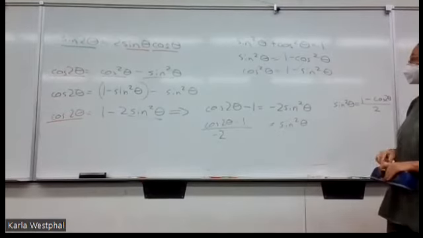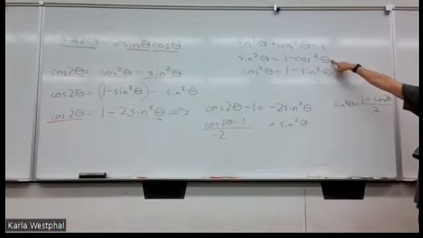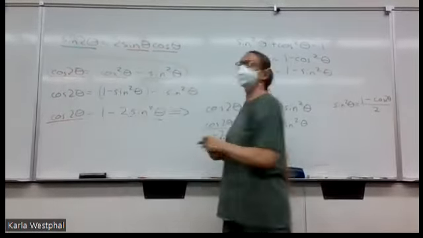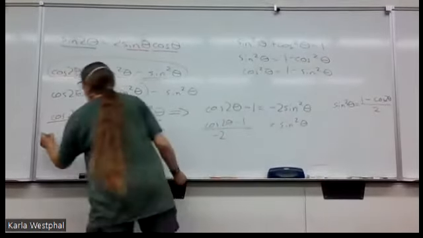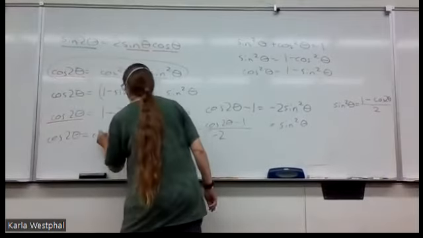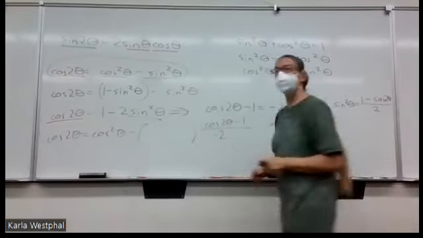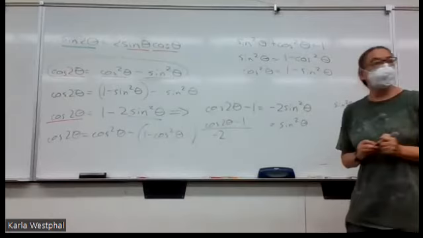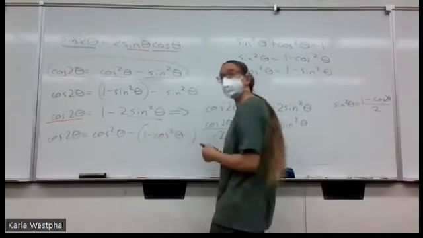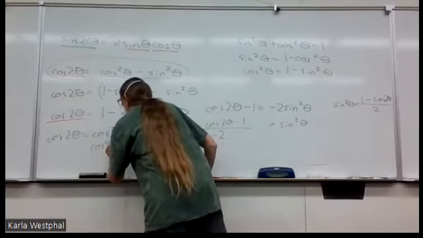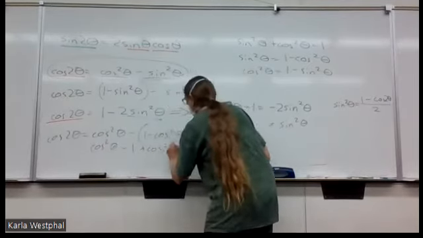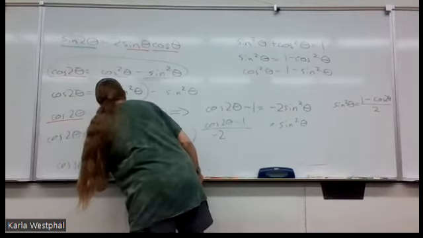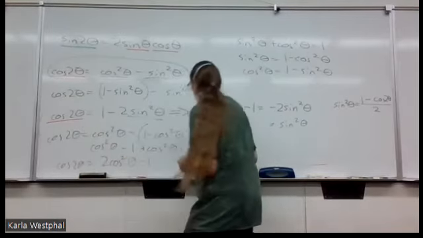Now I can do something similar by replacing the sine squared with 1 minus cosine squared. So if here was my basic initial version of the double angle formula, I can say cosine of 2 theta is cosine squared theta minus sine squared, and I can replace sine squared with 1 minus cosine squared. Now, I do have to remember to distribute that negative. So that's going to become cosine squared theta minus 1 plus cosine squared theta. Cosine 2 theta is 2 times cosine squared theta minus 1.